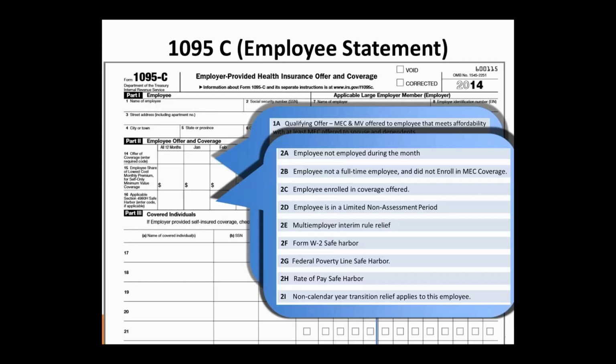Line 16 is where you're going to put if the employee enrolled, see 2C. So 2C actually trumps all the other codes. If 2C applies, you're not going to put any other code in line 16. Some of the other ones I want to point out, you see 2D, employees in a limited non-assessment period.